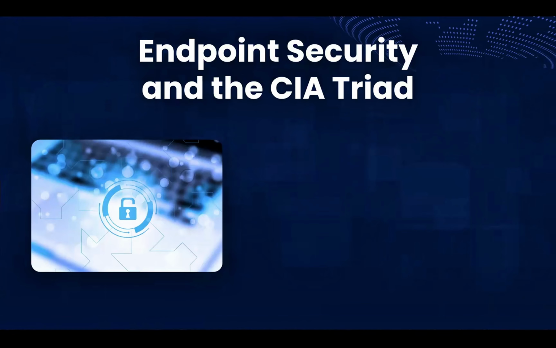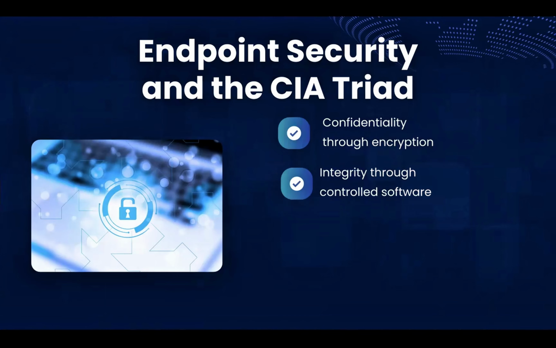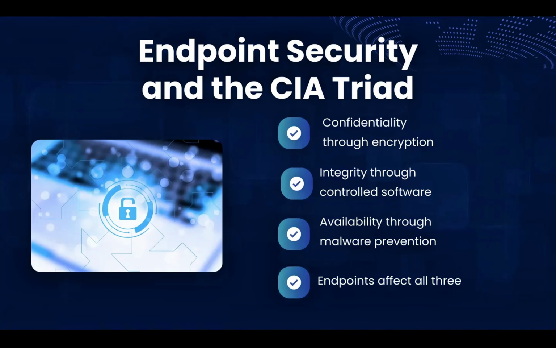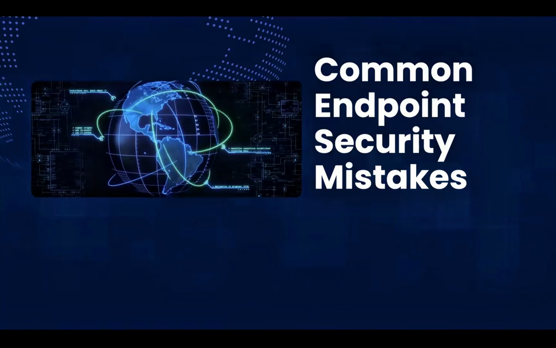Let's consider endpoint security and the CIA triad. Endpoint security supports all security goals. Confidentiality is protected through encryption, integrity is protected through controlled software, availability is protected by preventing malware, and endpoints affect all three principles.